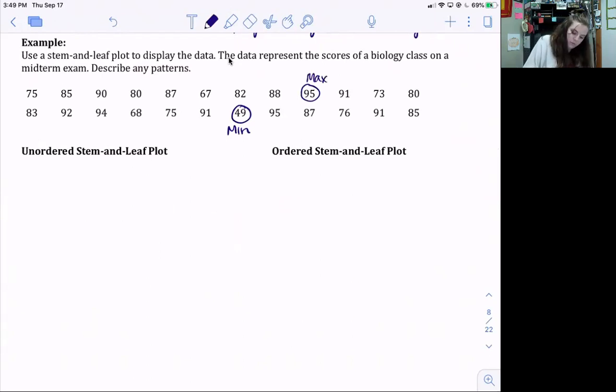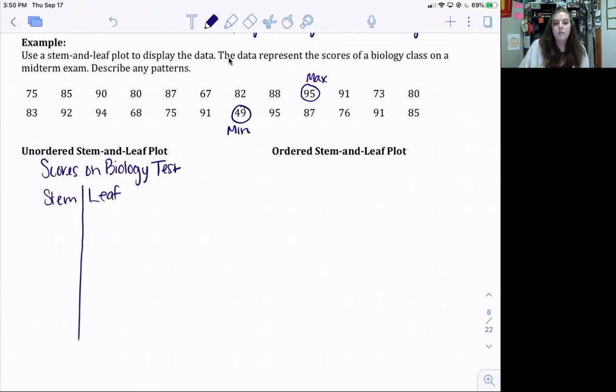Okay, so remember to always label, so we have scores on a biology test, or a midterm, either way. And we're gonna have a stem, and we're gonna have our leaf. Remember the stem represents the leftmost digits. So we're gonna start at 4 because of the 40, and we're gonna go up to 9. And then you're just gonna fill in what you know. So 75, we're gonna put a 5 for the leaf on row 7. 85, we do 8 and 5, and then continue through.